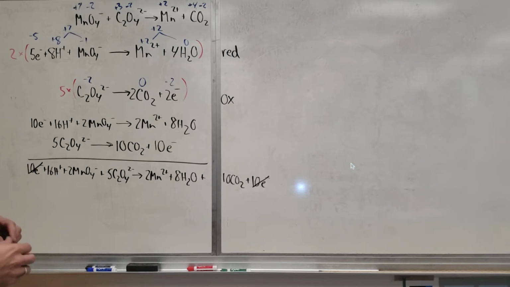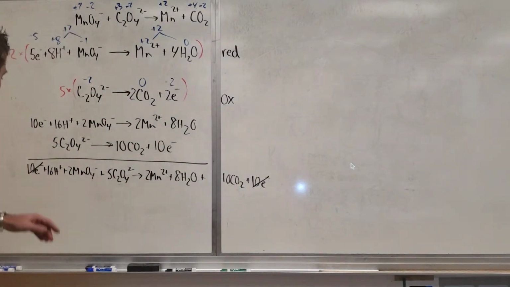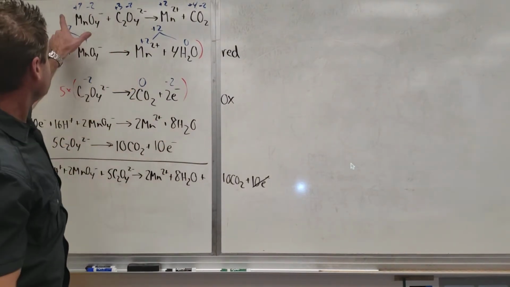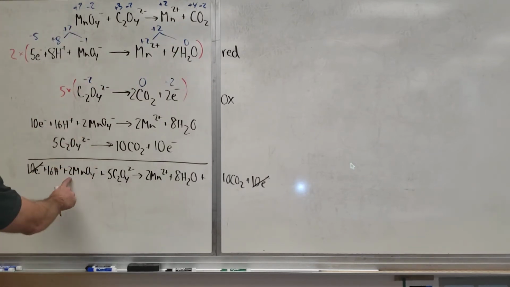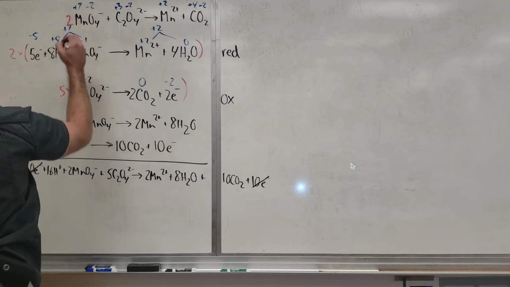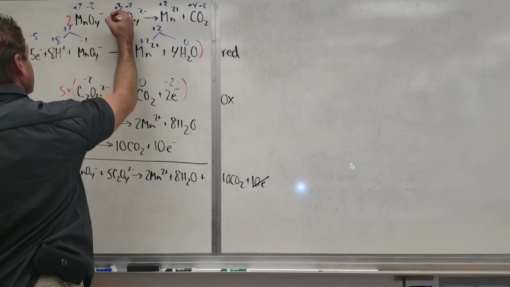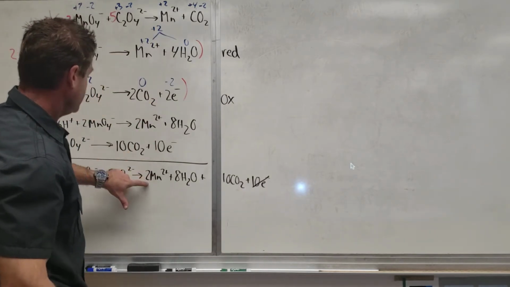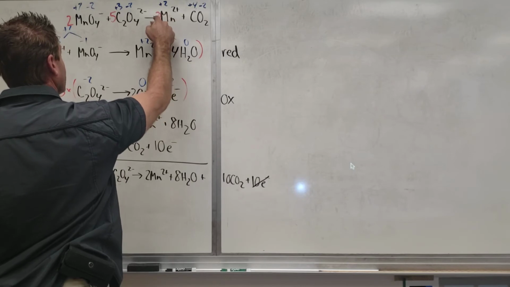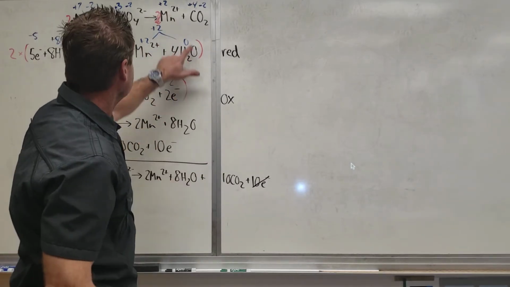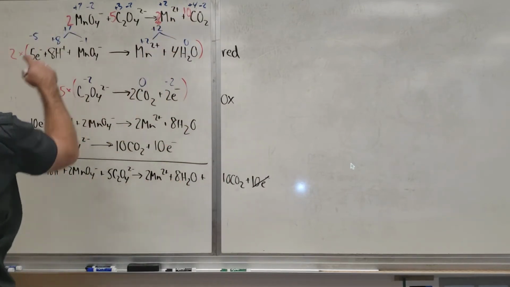So what you're going to wind up with is a way to balance it. You just take the coefficients. This was our original equation. What is the coefficient here? It's a 2. My coefficient here is a 5. And then my coefficient here is a 2. And my coefficient on carbon dioxide is a 10. So you just take the coefficients that correspond to the substances.